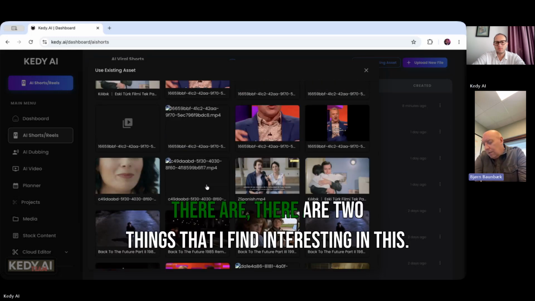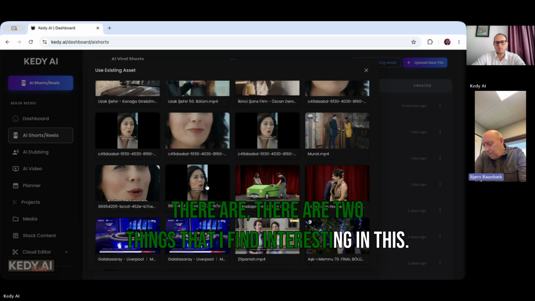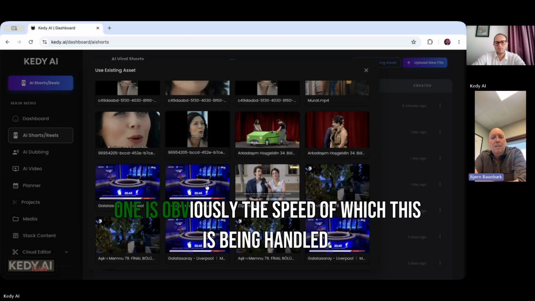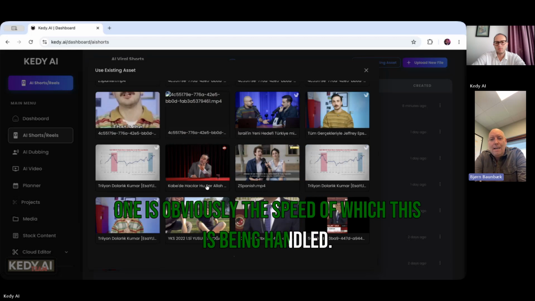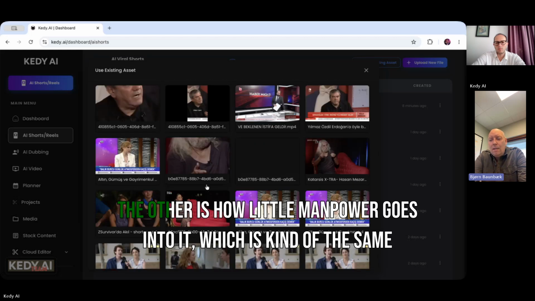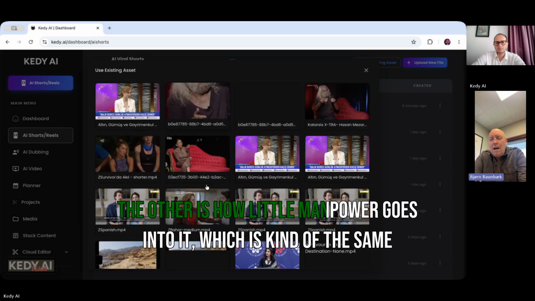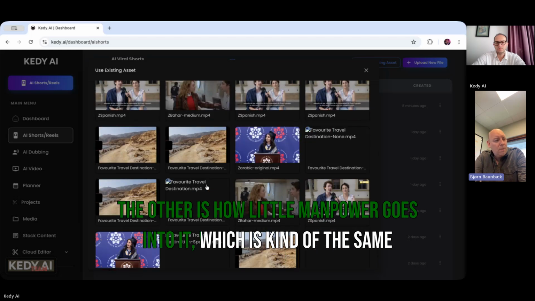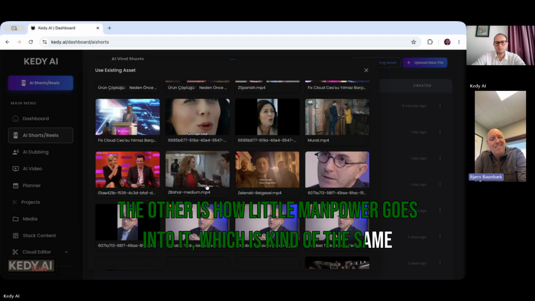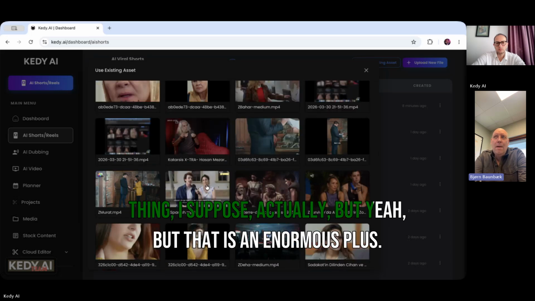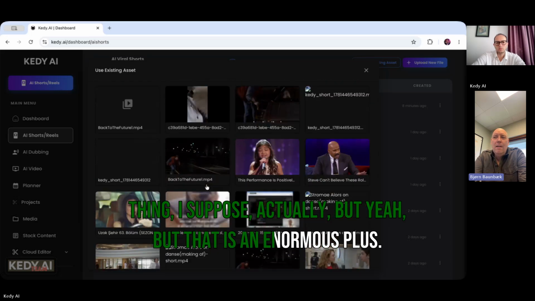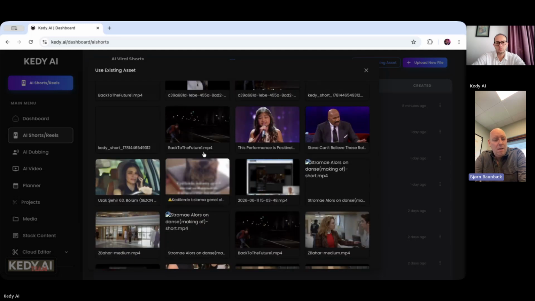There are two things that I find interesting in this. One is obviously the speed at which this is being handled. The other is how little manpower goes into it, which is kind of the same thing, I suppose. But yeah, that is an enormous plus.